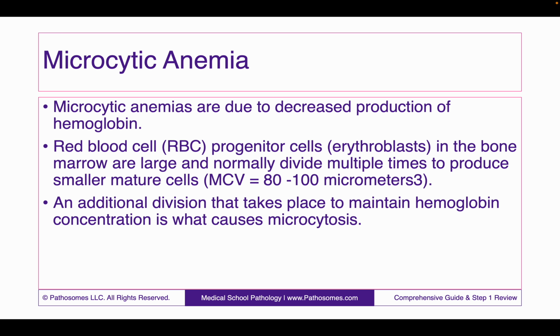Red blood cell progenitor cells, which are called erythroblasts, in the bone marrow are large and normally divide multiple times to produce smaller, mature cells with an MCV that is normally between 80 to 100 femtoliters. An additional division that takes place to maintain hemoglobin concentration is what causes microcytosis.